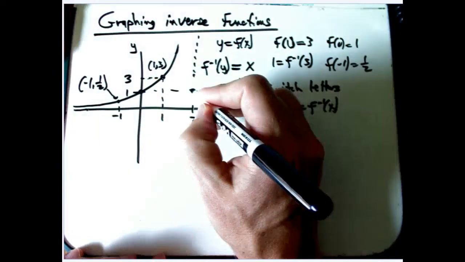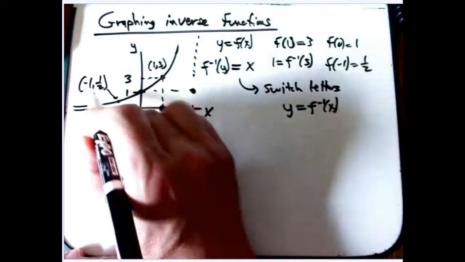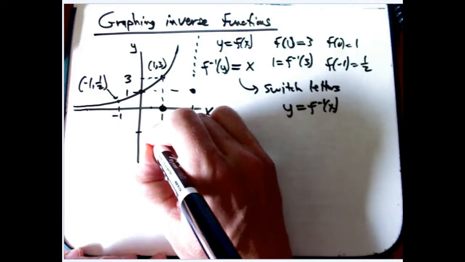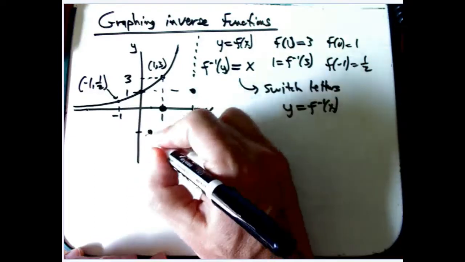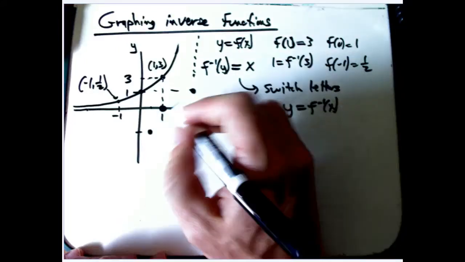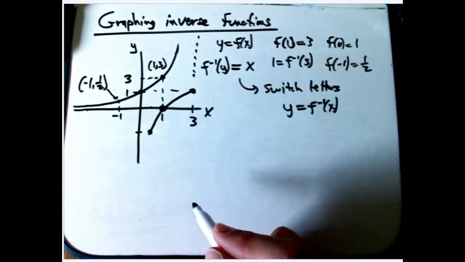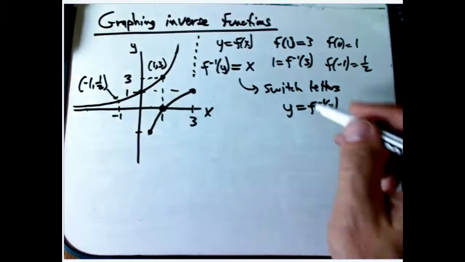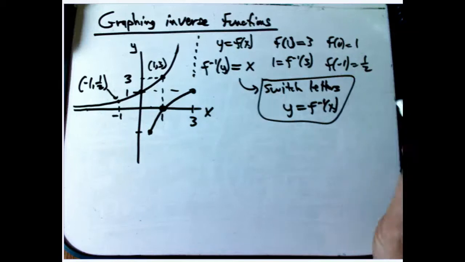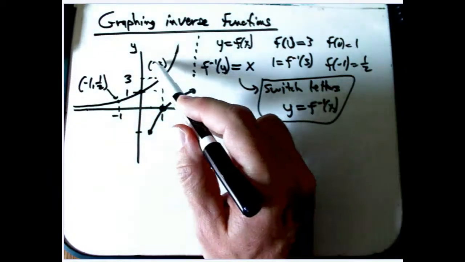So 1, 3 goes to 3, 1. 0, 1 goes to 1, 0. Minus 1, 1/2 goes to 1/2 comma minus 1 down here. And we can start to see that maybe if we started connecting those dots, we'd get something that would look like a graph. Well, let's do it, and then we'll think of a better way to do it in a minute. It's really about switching the letters. That's the key thing with the graphical version, and the graphical analog of that is just switching xy to yx.